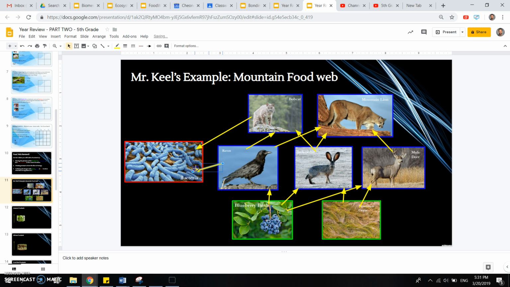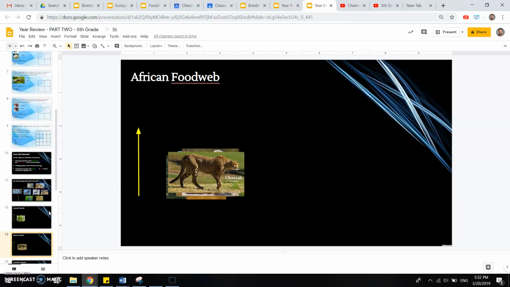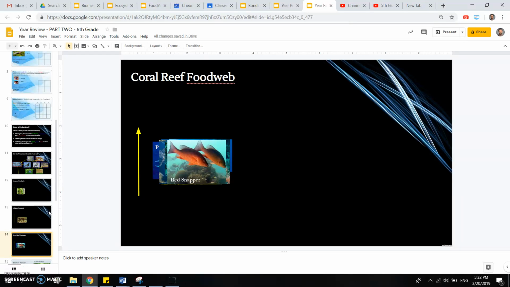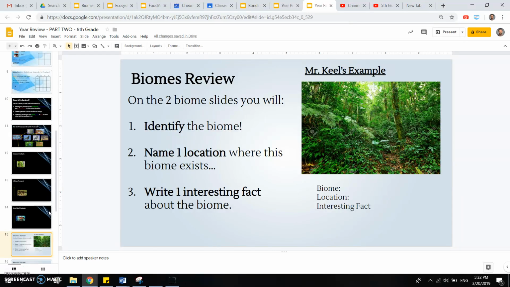Some of these food webs might have more animals. They might have 2 decomposers or more producers. Just keep that in mind. And that energy is going to flow down from the bacteria. So remember, these arrows are showing the flow of energy through the food web. And now I can describe to somebody not just what eats something else, but where the energy is going. You guys are going to do an Amazon food web, African food web, and a coral reef food web. Then you're going to move on to biomes.